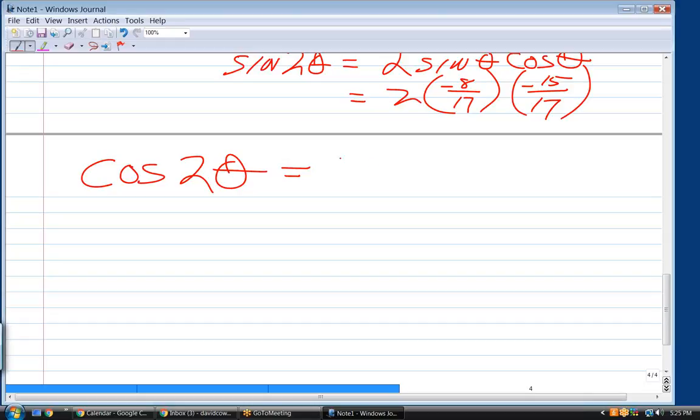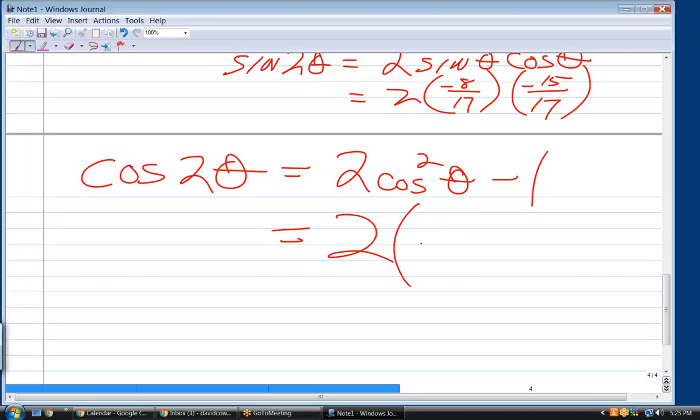Okay, so we can do 2 cosine squared theta minus 1. What's cosine squared of theta? One second, we can look at cosine again. It's right up here. The cosine is negative 15 over 17, so that's 225 over 17 squared. 17 squared is what? 289? I think it's 289. Correct. And minus 1.